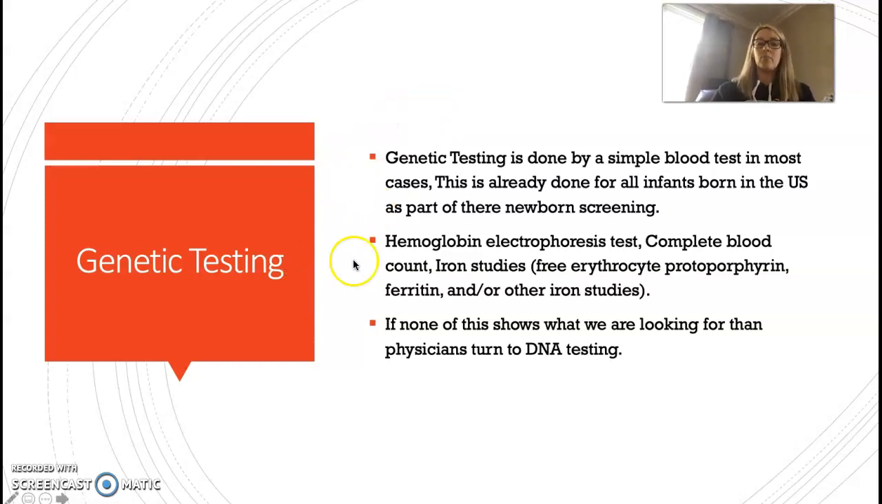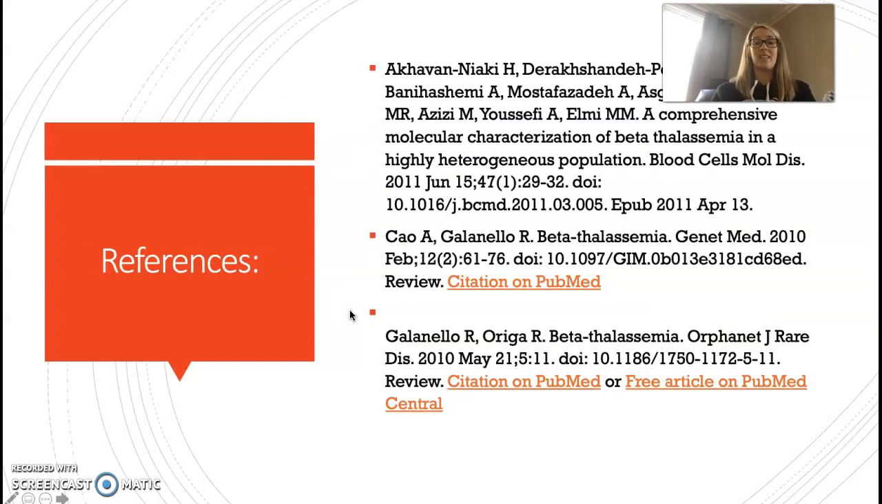With that being said, that is pretty much the overview of genetic testing on HBB and what beta thalassemia major, minor, and intermediate are, and how to go about screening.